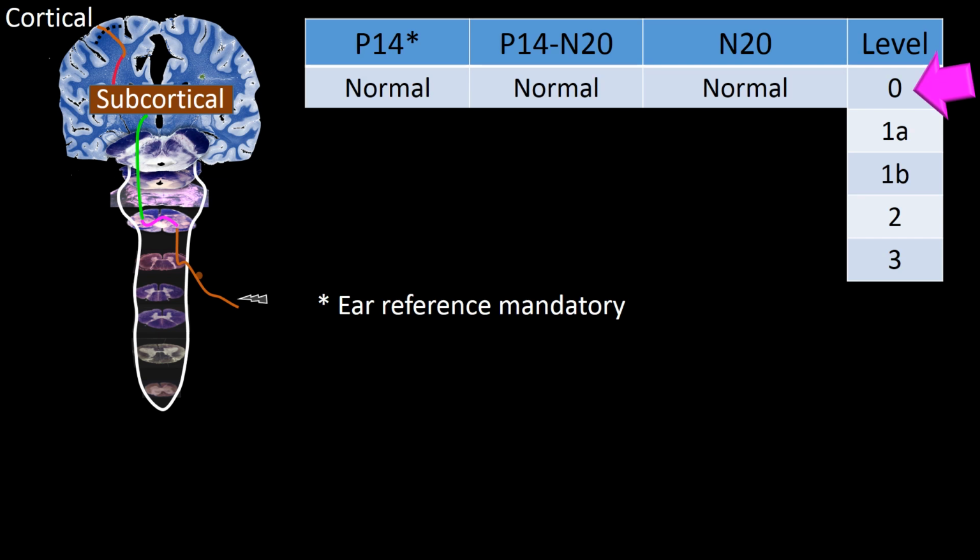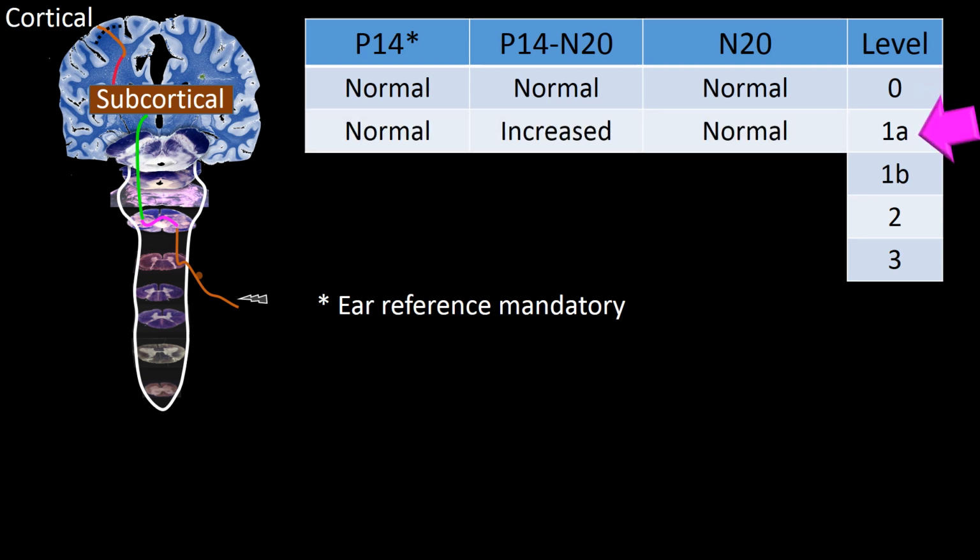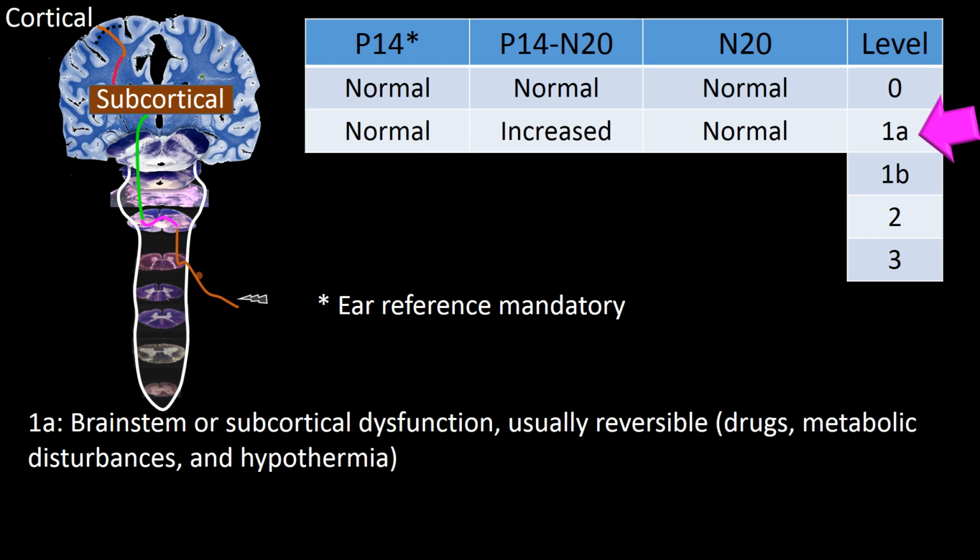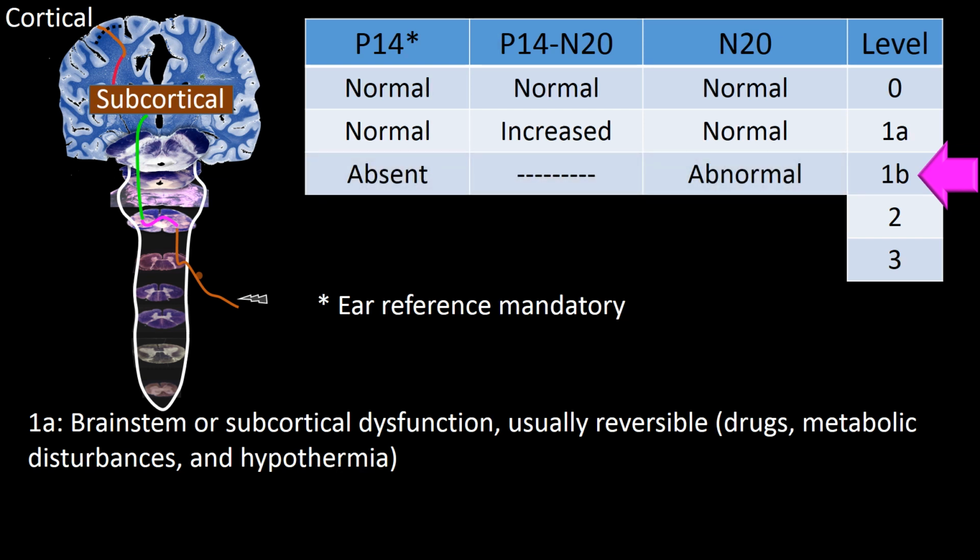Level 0 implies that all parameters are normal. Level 1A indicates that the only abnormality is prolongation of the P14 N20 interpeak latency. Level 1A usually indicates brainstem or subcortical dysfunction, usually due to a reversible condition such as drug intoxication, metabolic issues, or hypothermia. Level 1B is characterized by the absence of P14 and an abnormal N20, thus making it impossible to determine the interpeak interval between P14 and N20. Level 1B is referred to as an uncertain pattern because it may occur with different pathologies and carries an uncertain prognosis.